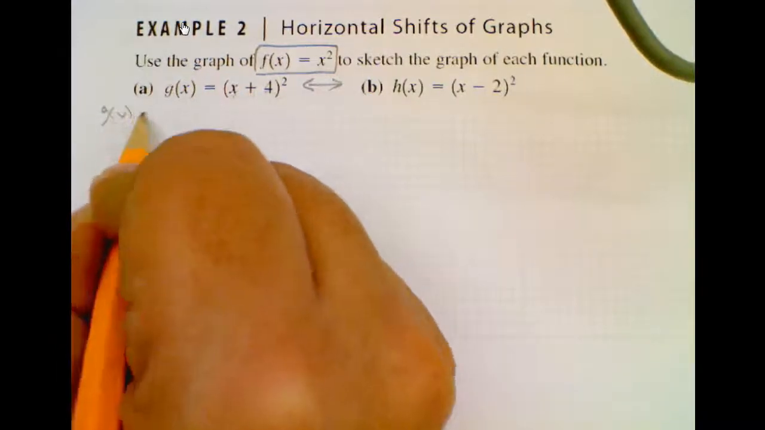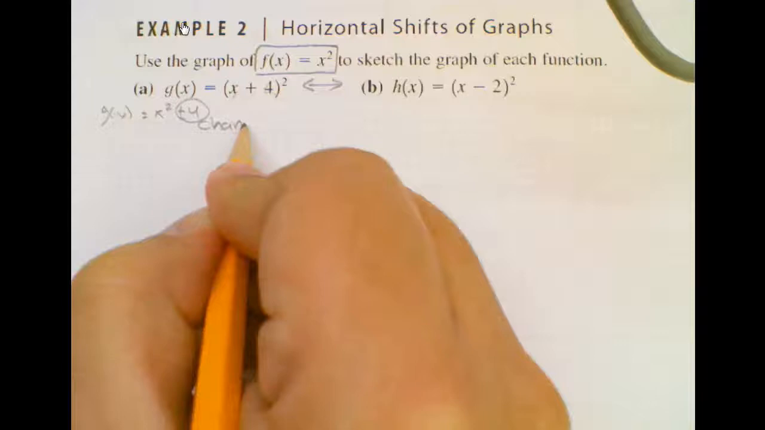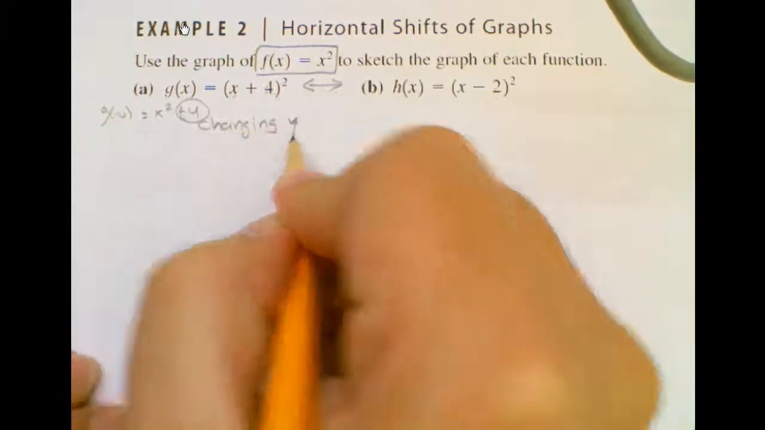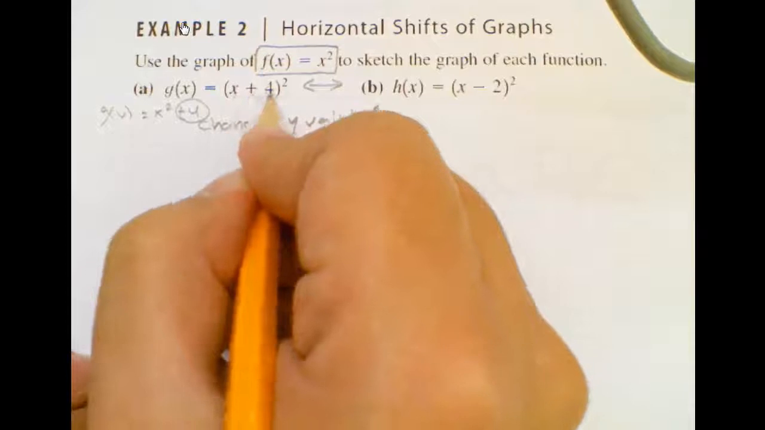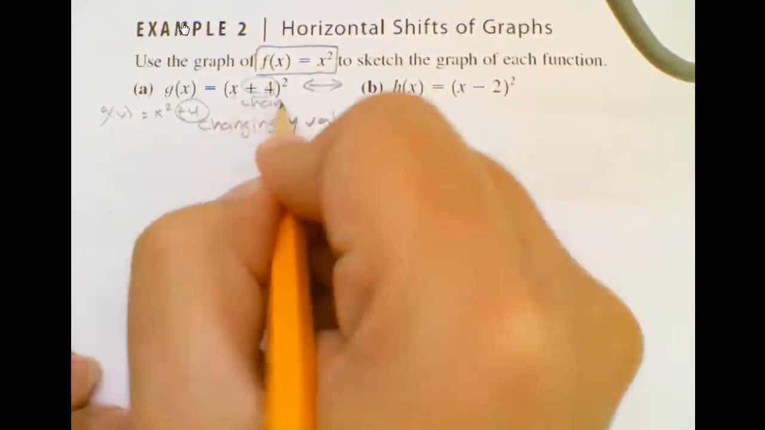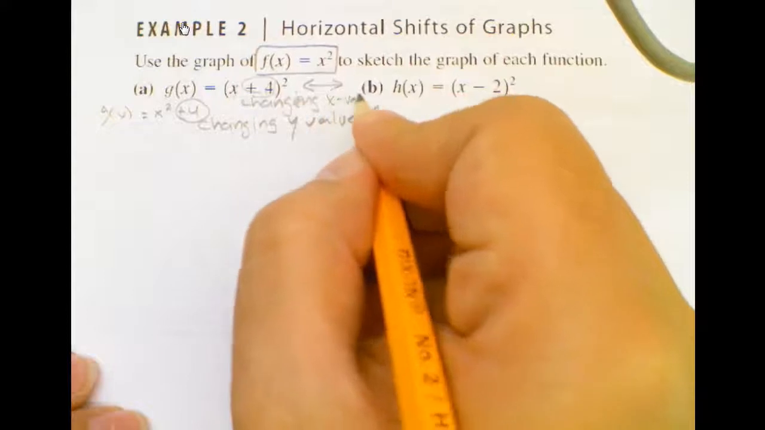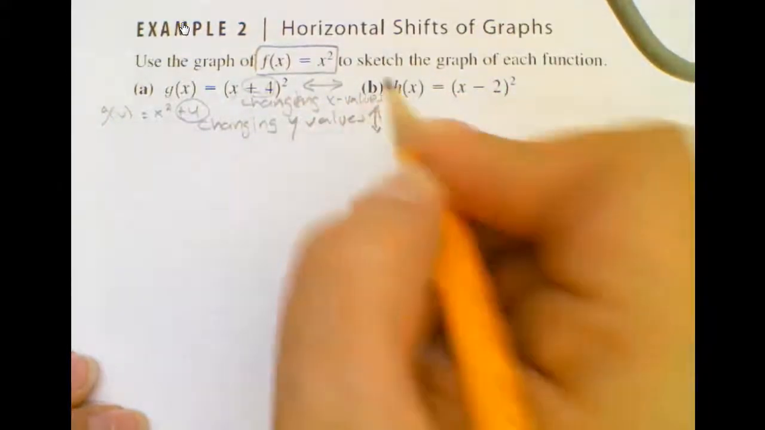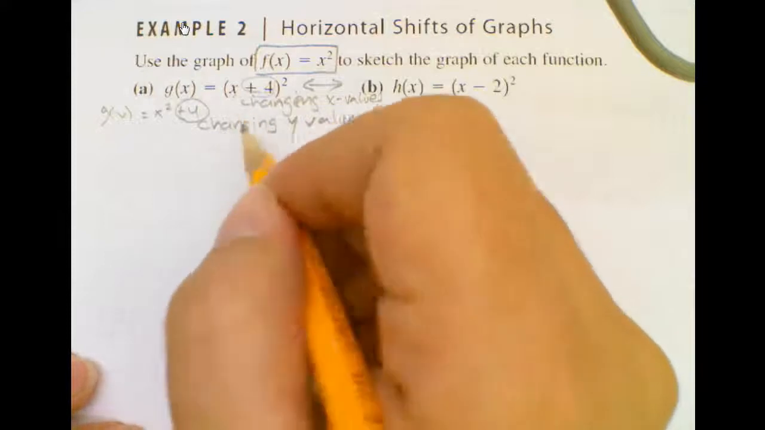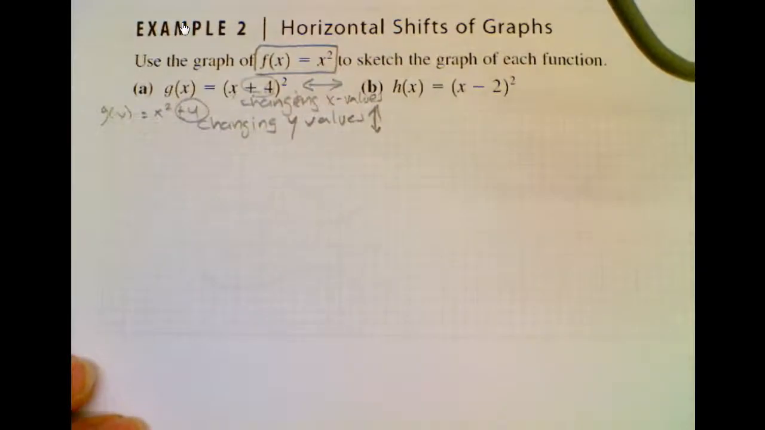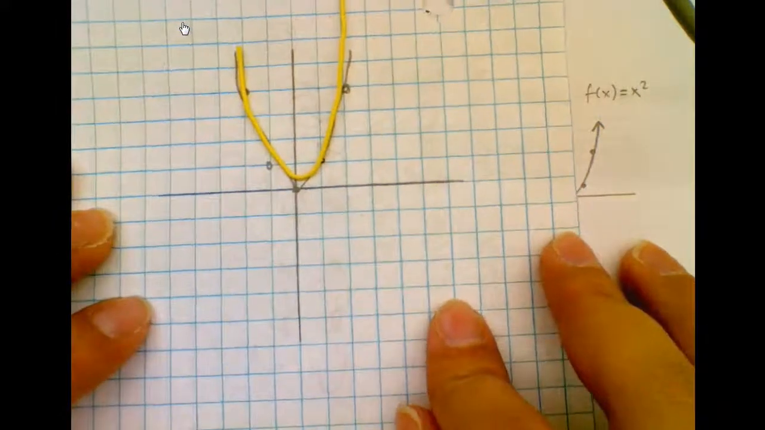If you had g of x equals x squared plus 4, then this is changing the y values. So that means it's moving vertically, but in here the plus 4 is changing the input, changing the x values, so therefore the transformation is horizontal. But unlike the other one, this one works kind of backwards, and I'm going to explain why. I'm going to show you with my paperclip parabola.